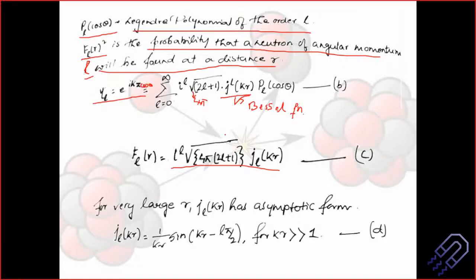And then if you consider very large r, so what I'm saying is that there is absence of potential. So I'm saying that r is very large. That means it is very far from the nuclei. If that is the case, this j_L(kr) will actually have an asymptotic form. Okay, it will be asymptotic in nature. That means that it will basically deviate away from a straight line. I think you know already what is an asymptote. So we have got 1 divided by kr times sine of (kr minus L pi by 2).